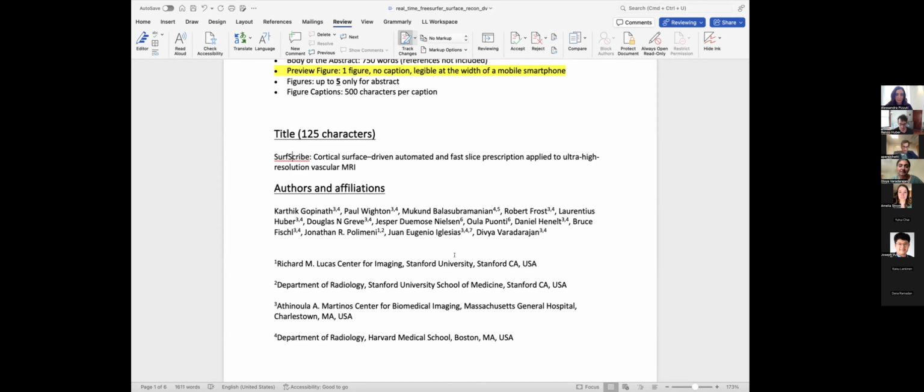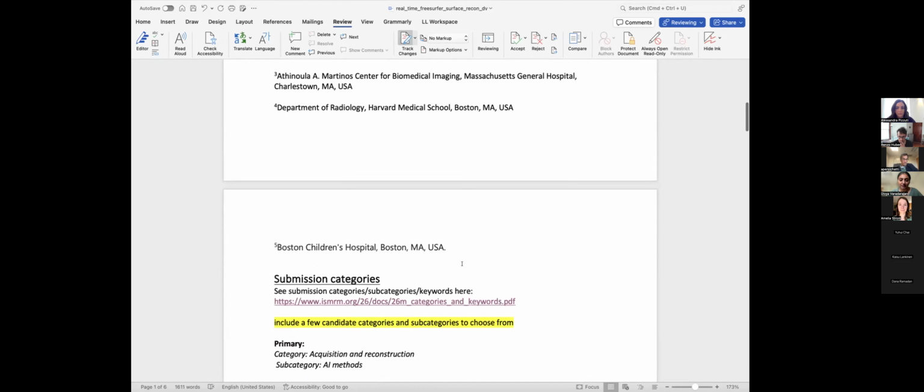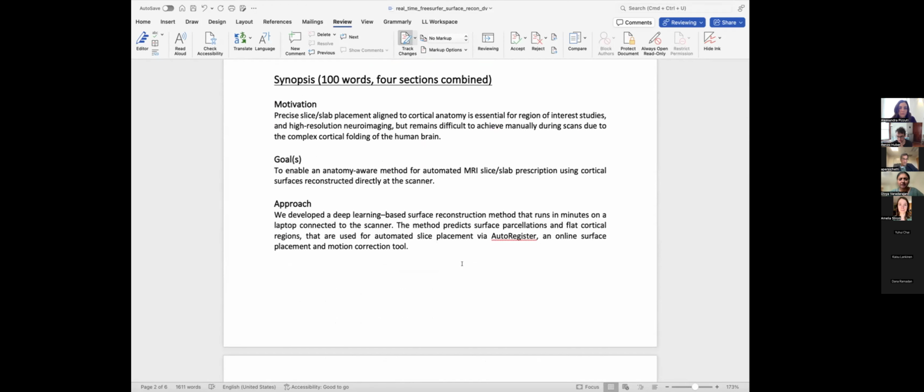So this was really motivated by the fact that putting a lot of the line scan and I think just high resolution imaging, if we don't do precise slice or slab placement that is aligned with the cortical anatomy, that can suffer from biases in our analysis. However, it still remains quite difficult to do everything within the same scan session.